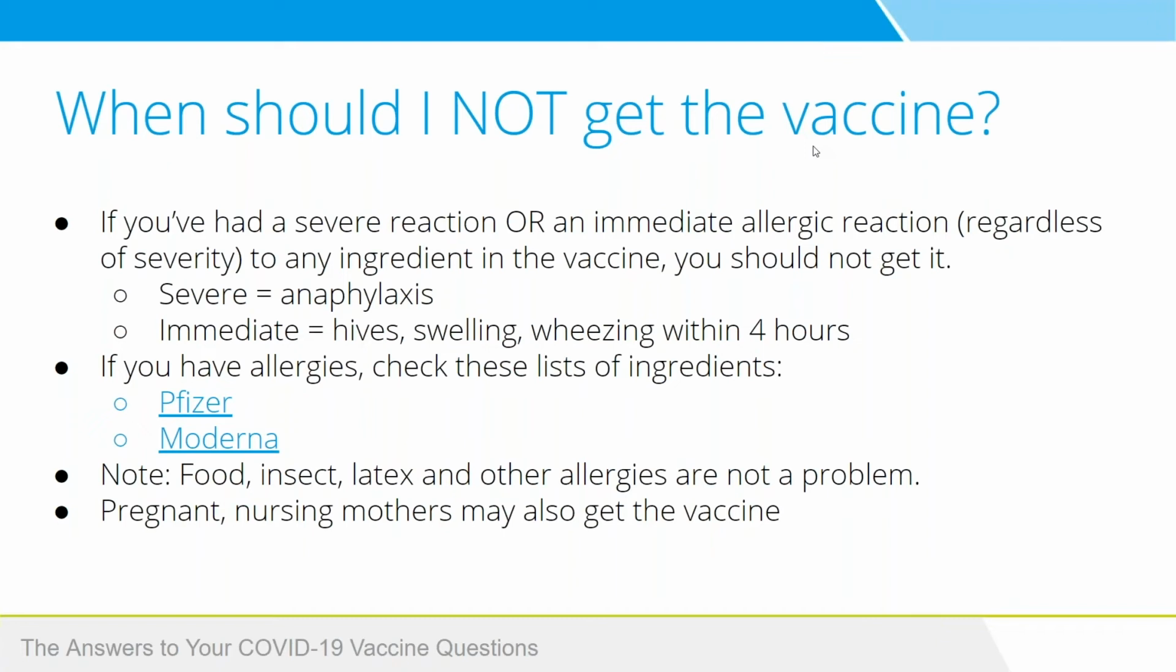As Jacqueline mentioned, you're going to get a copy of all these slides and you'll see some links throughout. I've included links to all of the ingredients listed in Pfizer and Moderna so that if you are a person who's had some allergic reactions in the past, you can check that list of ingredients. Common allergies like food, insect allergies if you're allergic to bees, latex, and other allergies like seasonal allergies are not an issue. That's not what we're talking about here. We're talking about some really specific things inside of these vaccines.